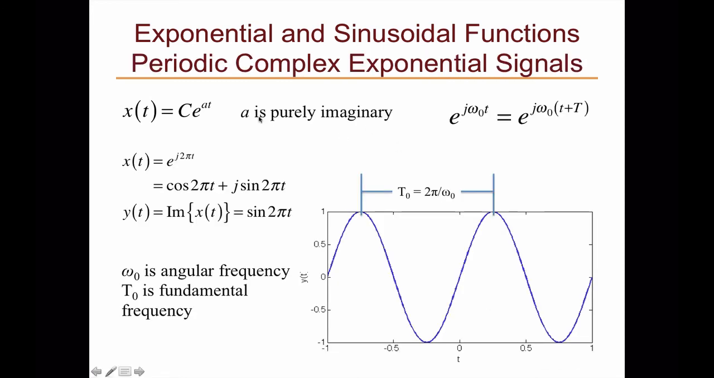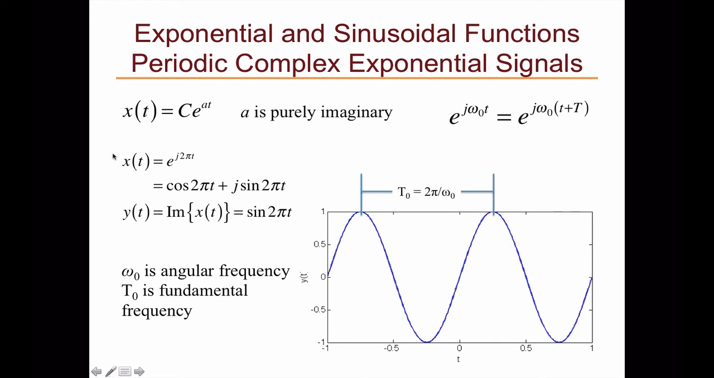If the exponent a is purely imaginary, what you have is something like this, that is e to the j omega 0 t, which means that it is purely imaginary, with a constant omega 0. This e to the j omega 0 t is a periodic function, which means that it equals e to the j omega 0 (t plus capital T), where T is the fundamental period.